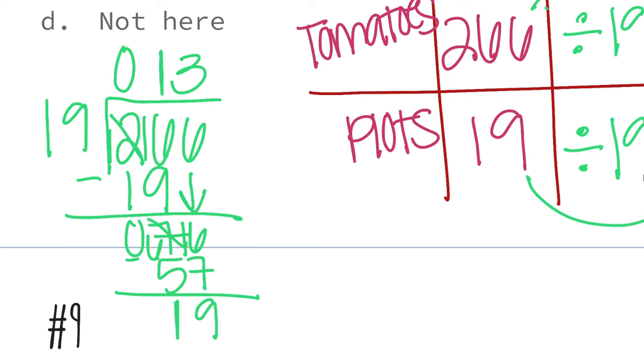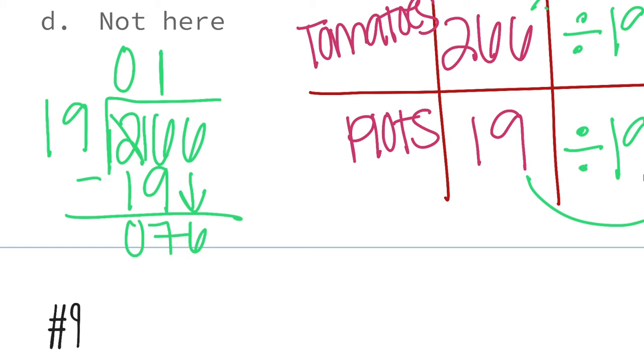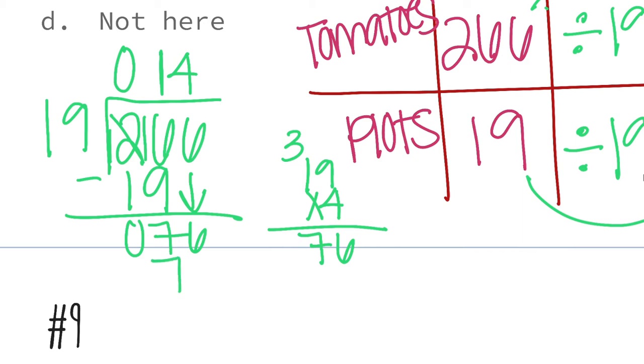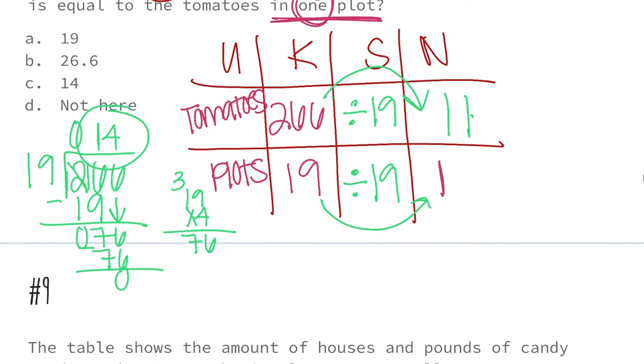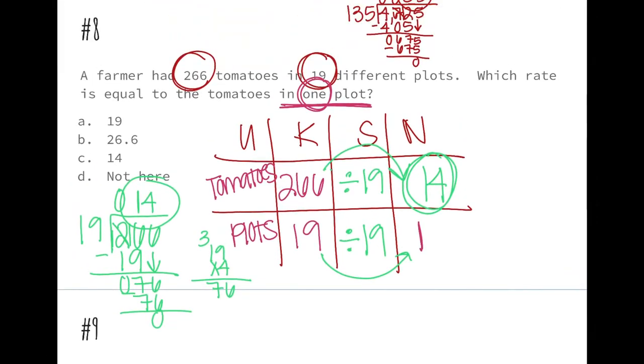Oh, look, I can go in there one more time because, look, I messed up. So I got to go back. 4 times. 19 times 4. Is that exactly 76? 6, 3, 76. There you go. Look how pretty that was. 14. So notice how I checked myself when I messed up. I realized, hey, 19 is not smaller than 19. Okay, so 14 is our answer. 14 tomatoes in 1 plot, which is answer choice C.